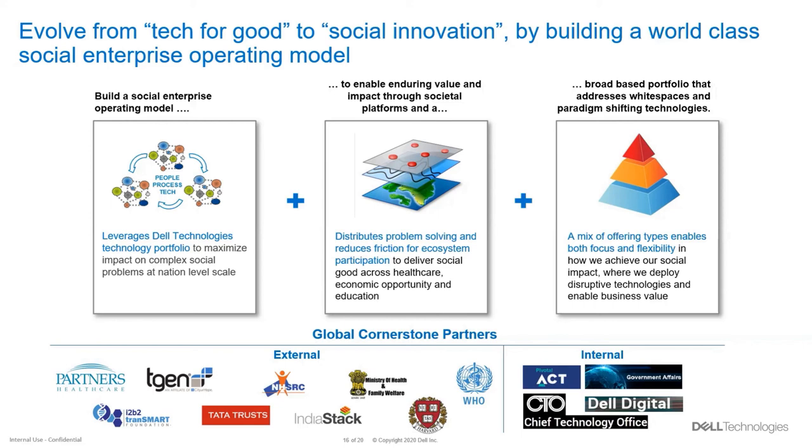And so the I2B2 platform and the consortium, it's open, it's available, are all key levers for us and why we're excited about the partnership and where we see it fitting in. And then the last bucket on the right, we want to overlay a portfolio of projects of different sizes and ranges that target white space and disruptive technologies in healthcare, education, and economic opportunity. You can see some of the partners below that we have in our current portfolio. And obviously, TGen is a tier one of those in a long-term partnership. We're excited to work with y'all and TGen going forward.